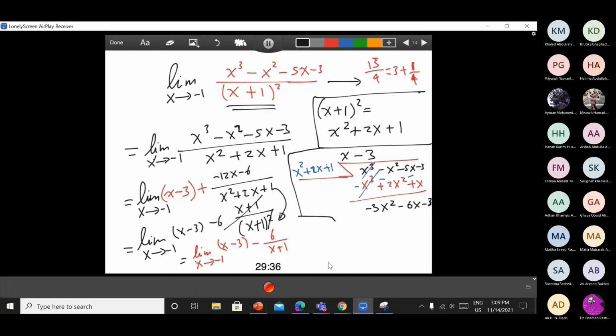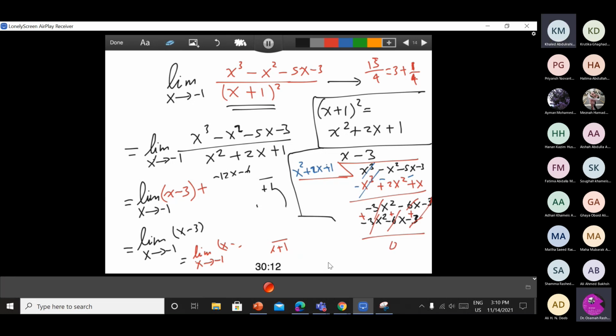Minus 3, okay? So when you multiply, you have minus 3x squared, and you have minus 6x, and you have minus 3. When you subtract, or sorry, thank you for your correction. So you have plus, plus, plus. So this one will be cancelled, and also this one will be cancelled. All of them will be 0, right? Yes. Thank you for your correction.